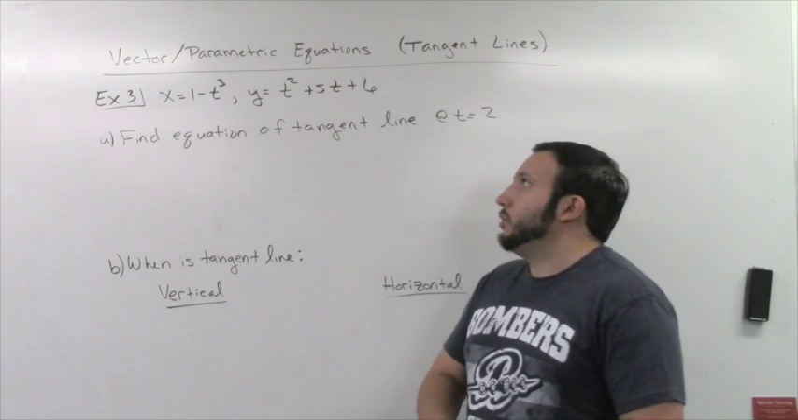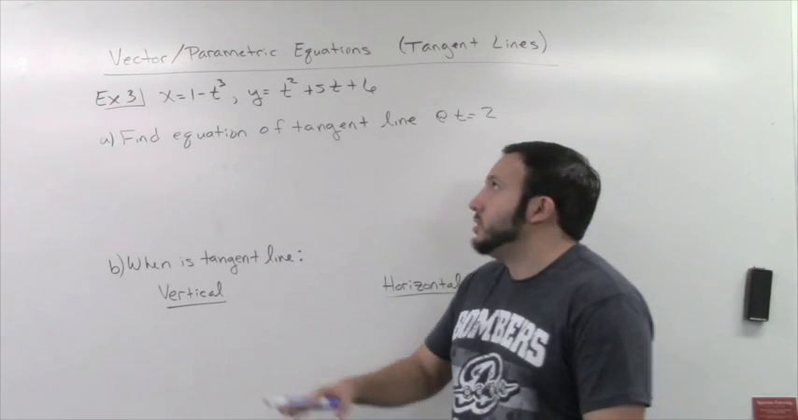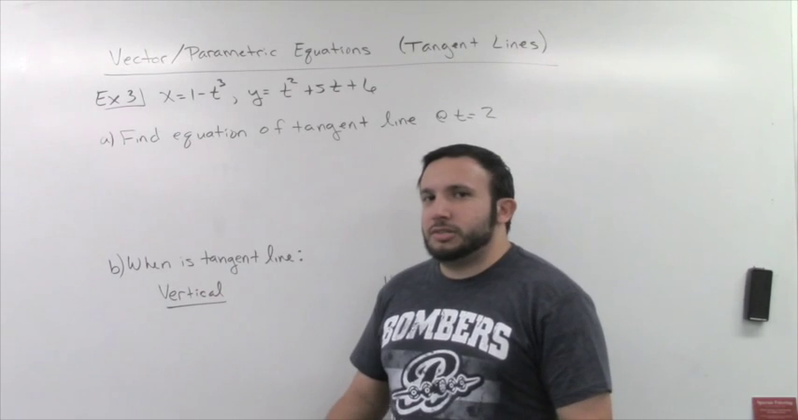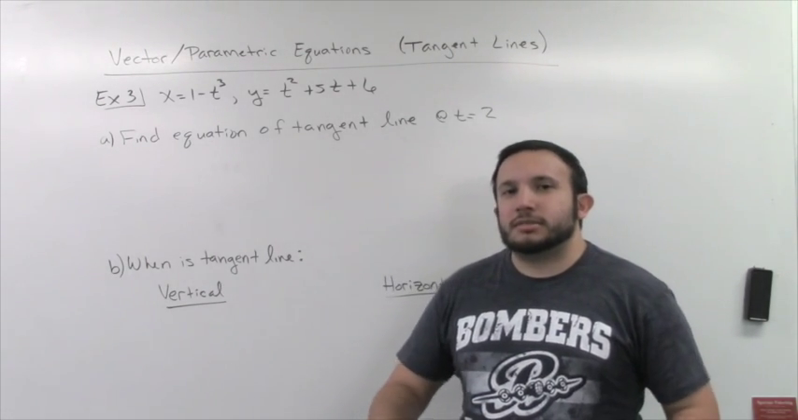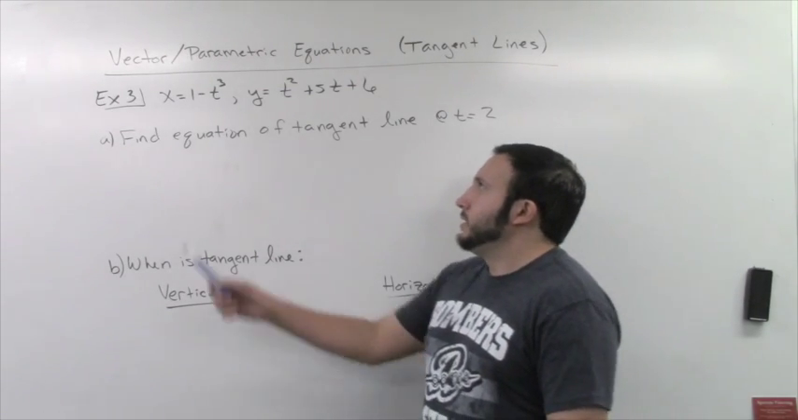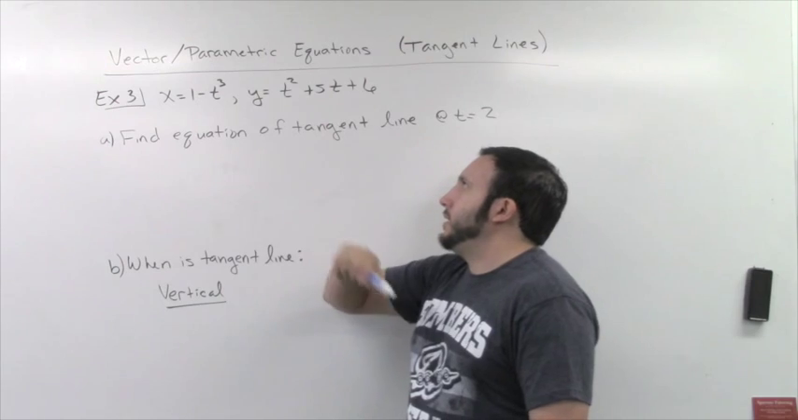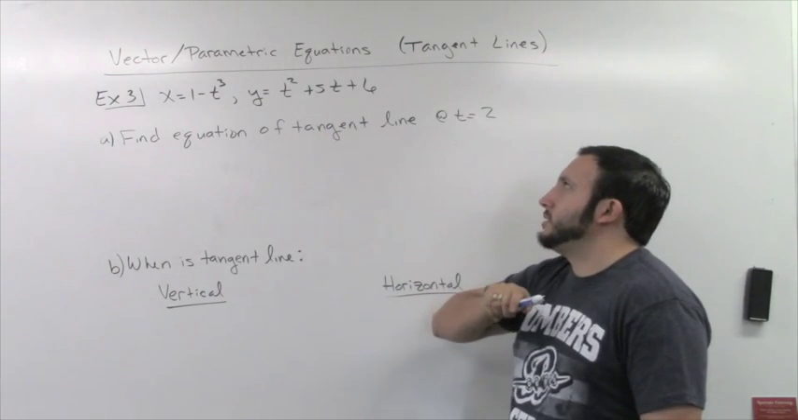In the previous video, we talked about how to find tangent vectors and unit tangent vectors of vector and parametric equations. And now what I want to do is find the equation of tangent lines for parametric and vector equations. Let's say that x is equal to 1 minus t cubed, and y is equal to t squared plus 5t plus 6.